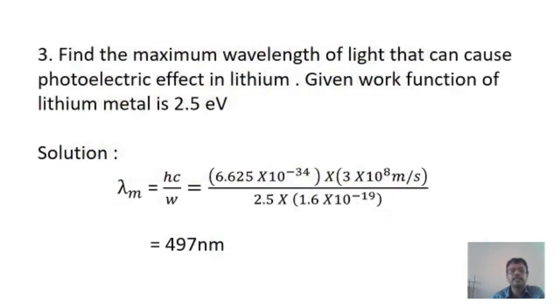Problem number 3: find the maximum wavelength of light that can cause photoelectric effect in lithium if the work function is 2.5 electron volt. Same work function equation. The expression for work function is hc by lambda naught. The maximum wavelength lambda naught or lambda m is calculated. The value of h is 6.625 into 10 power minus 34, c is 3 into 10 power 8, divided by work function 2.5 electron volt into 1.6 into 10 power minus 19. Then the threshold wavelength is 497 nanometer.